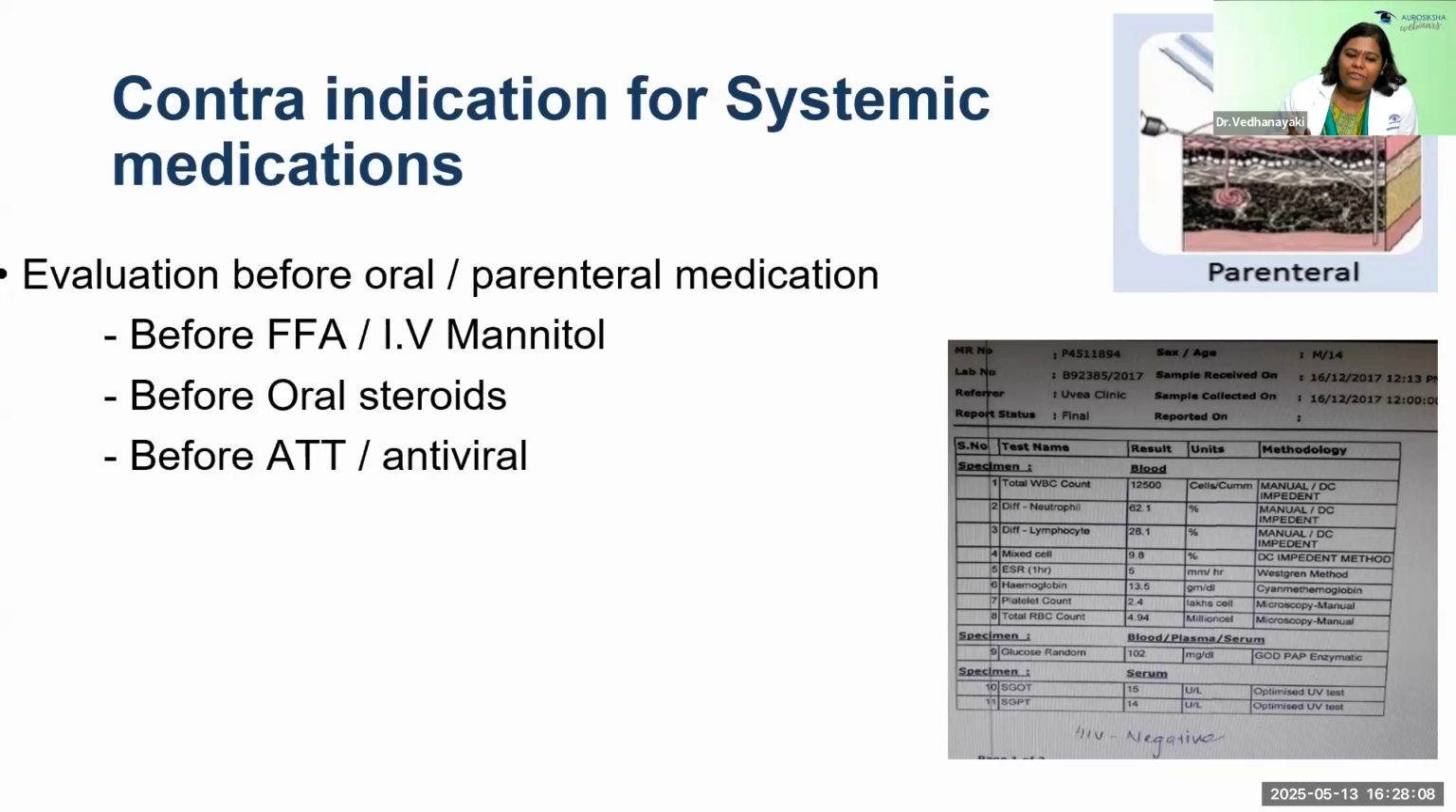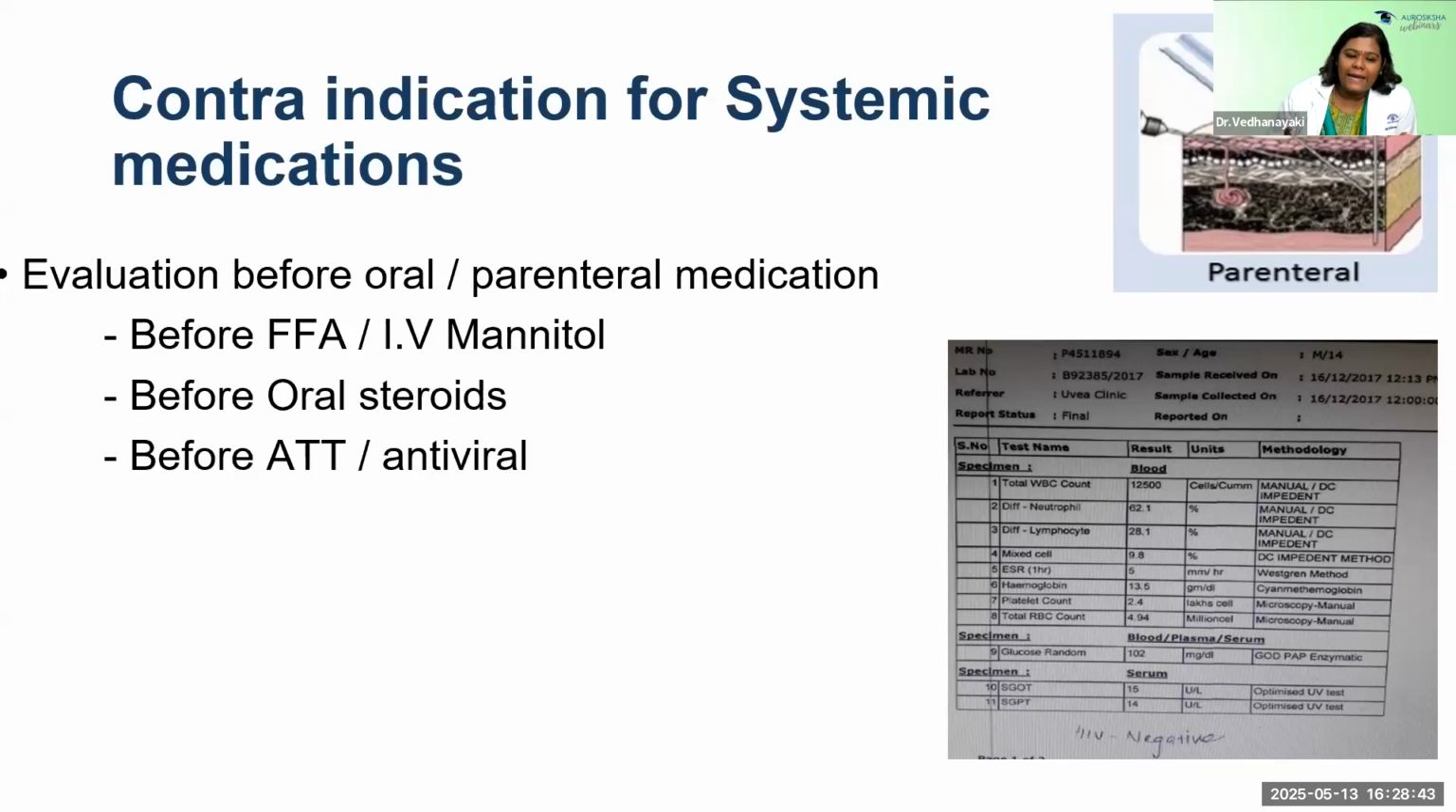For example, FFA fluorescein and IV mannitol are both excreted through your renal system, through your kidney. So before giving these drugs, you have to look at your renal status. The patient's renal status is evaluated using blood urea and serum creatinine, and only when it is normal can you give fluorescein or IV mannitol to a patient. The other way around, oral steroids can cause an increase in blood sugar and blood pressure in a few patients. So you have to look at the blood pressure and blood sugar, and only when they are under control can you start oral steroids.